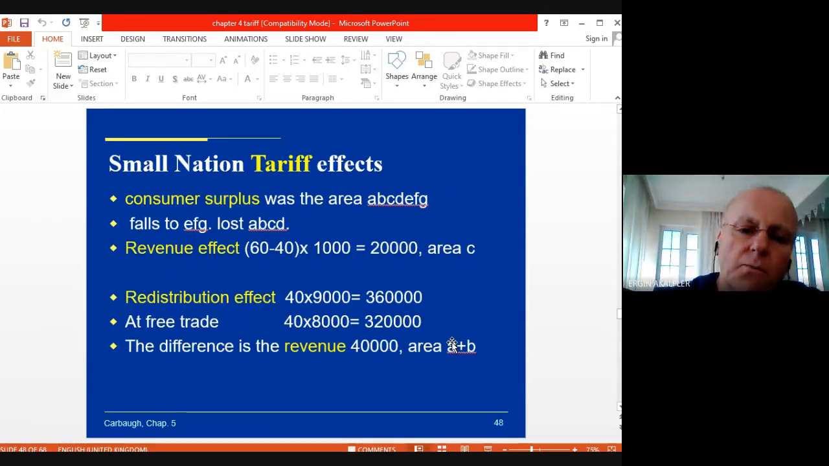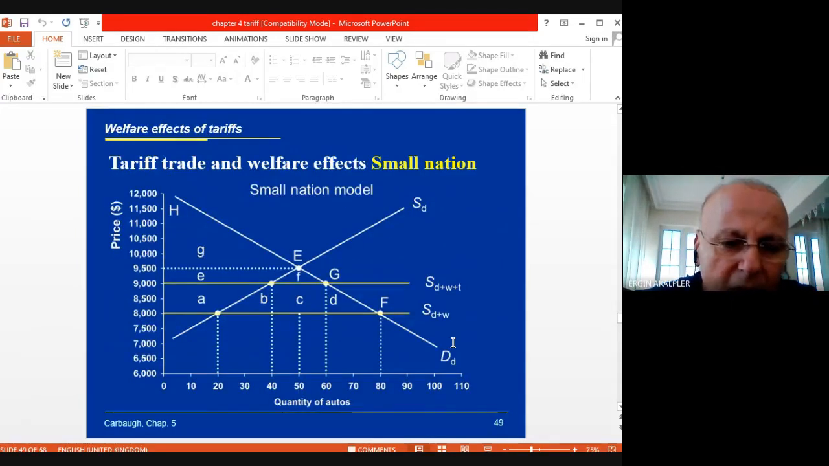Therefore, the consumer surplus was the area A, B, C, D, E, F, G, and falls to E, F, G. As you are observing here, A, B, C, D is the loss. After increasing the prices because of the tax, the welfare of the consumer reduced from G, E, F, A, B, C, D to G, E, F only, because A, B, C, D is now going to be distributed to the producer probably, or to the government as a tax revenue. And therefore, the consumer here is definitely the loser.